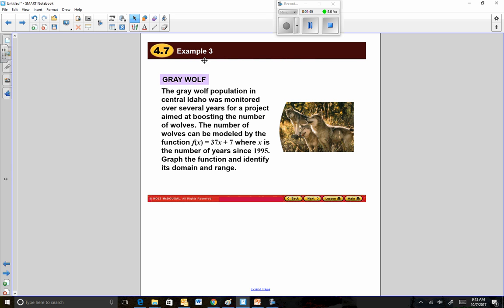One more. The gray wolf population in central Idaho, hey, aren't they pretty, was monitored over several years for a project aimed at boosting the number of wolves. The number of wolves can be modeled by this equation, where x is the number of years since 1995. Graph the function and identify domain and range. All right, so here's our equation, and we're going to look to see what happens with the wolf population.